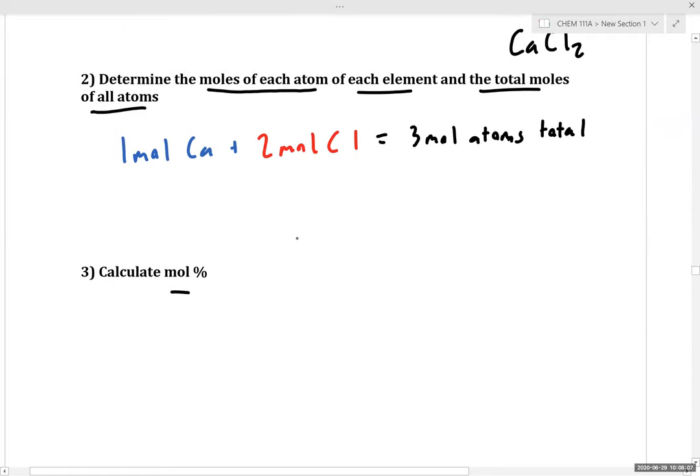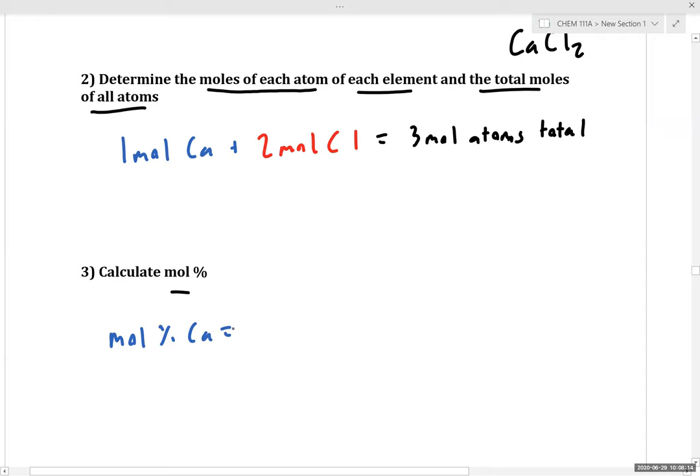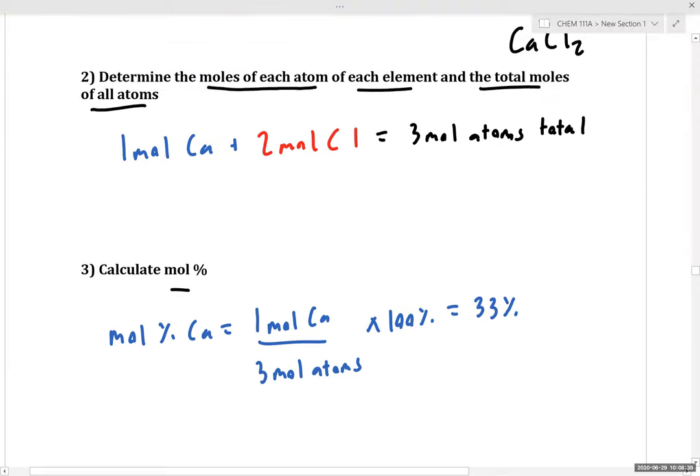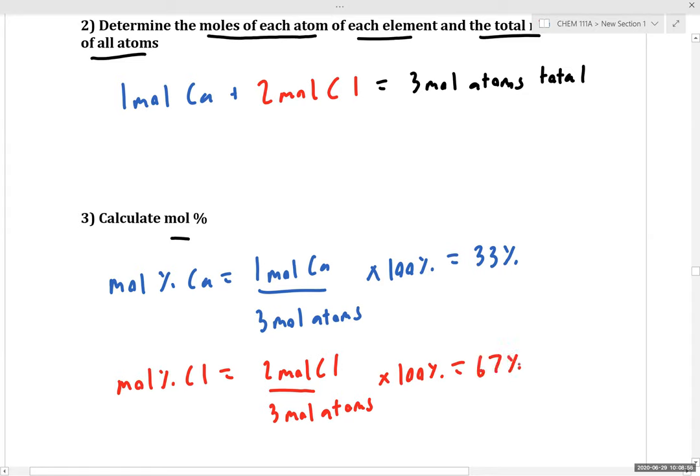So let's suppose we want to figure out the mole percentage of calcium in our sample. We'd say the mole percentage of calcium is the moles of calcium, which is 1 mole of calcium, over the total moles, which is 3 moles of atoms, times 100%. And that in turn gives us a mole percentage of roughly 33%. We can do this exact same calculation to figure out the mole percentage of chlorine in our sample. So we take 2 moles of chlorine over 3 moles of atoms times 100%. And that in turn gives us about 67%.